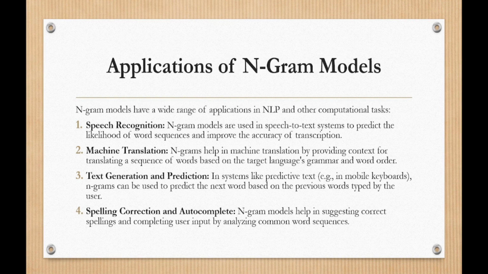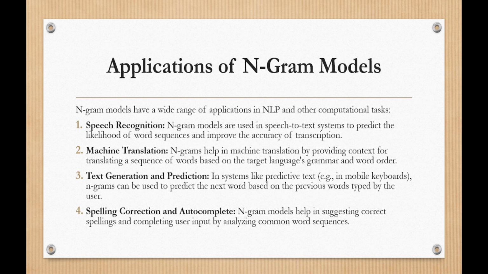Machine translation. When we translate one language into another, like English to Spanish, n-gram models help the system understand how words fit together in a new language. They predict the most likely translation by looking at the order and context of the words.